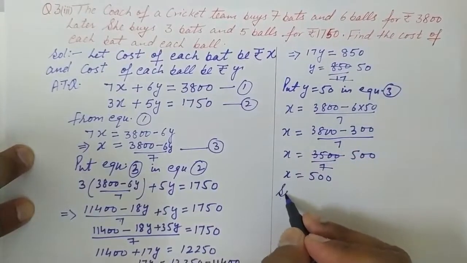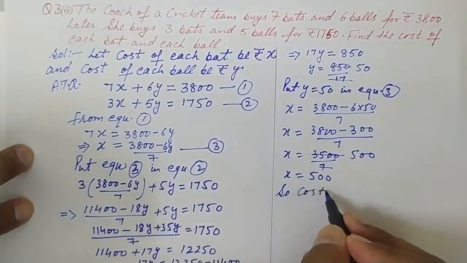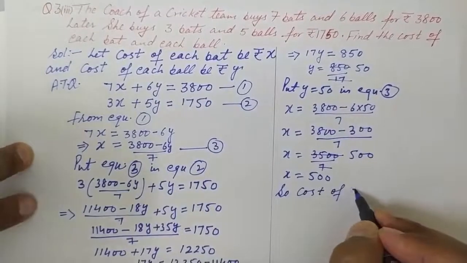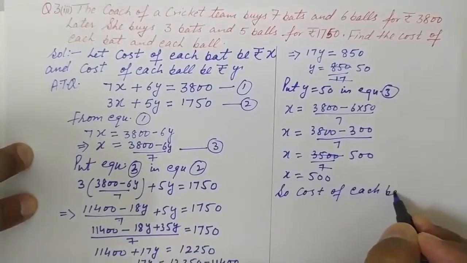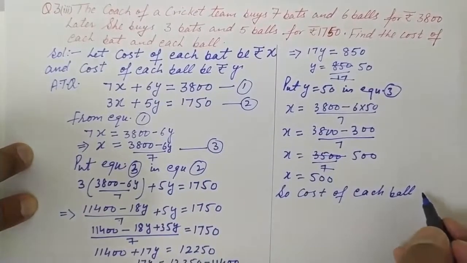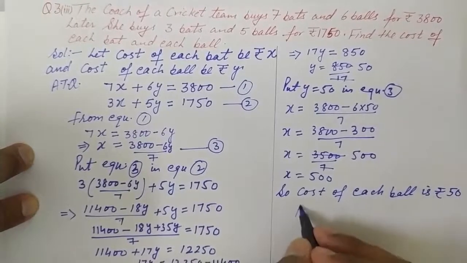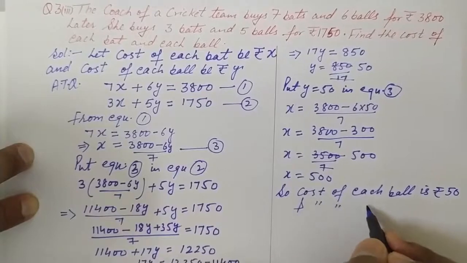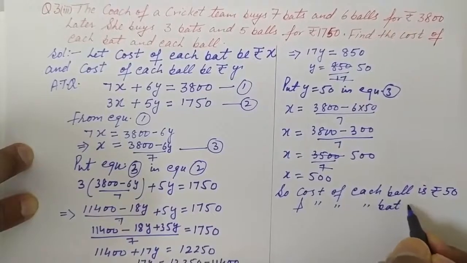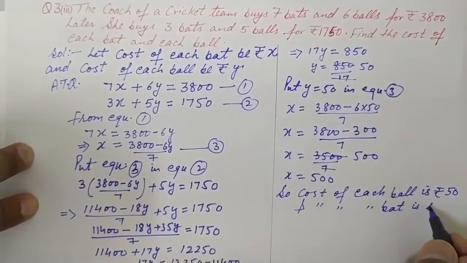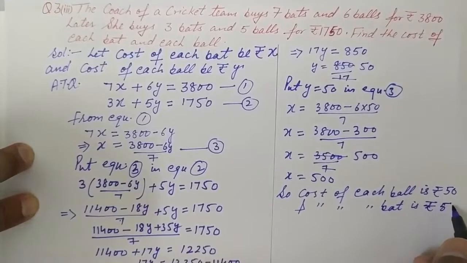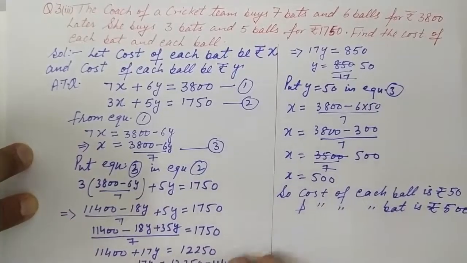So we'll write, the cost of each ball is rupees 50 and the cost of each bat is rupees 500. So this way we will do this question.